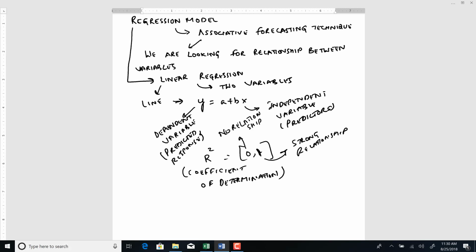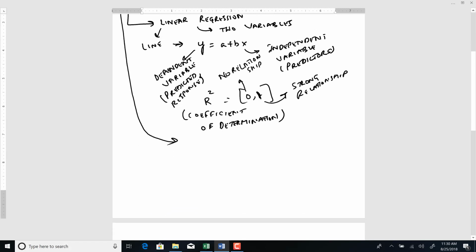So an example of linear regression, especially, we can relate the price of a house, we can set up a relationship between price of the house and the size of the house. So price of the house is equal to a plus b size of the house. The higher the size of the house, the higher the price of the house will be. So that's how we can set up a relationship.